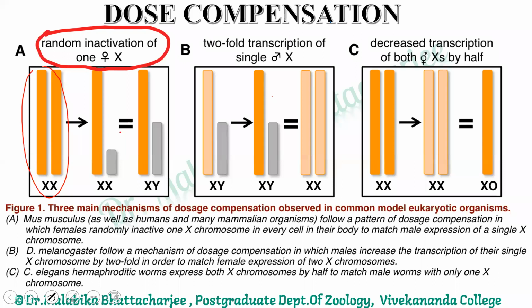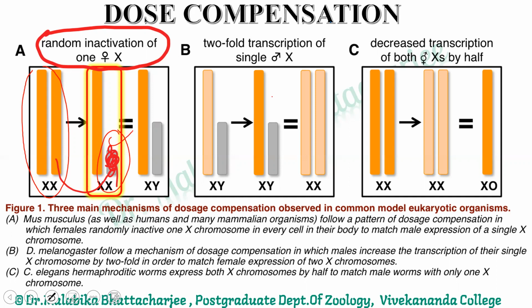We know that females have two X, and of the two X, any one is randomly inactivated. In this figure, you can see that this X has been inactivated. It is a random choice as to which X will be inactivated. But once an X has been inactivated, usually all the progeny cells coming out of that cell have that particular X as the inactivated X.